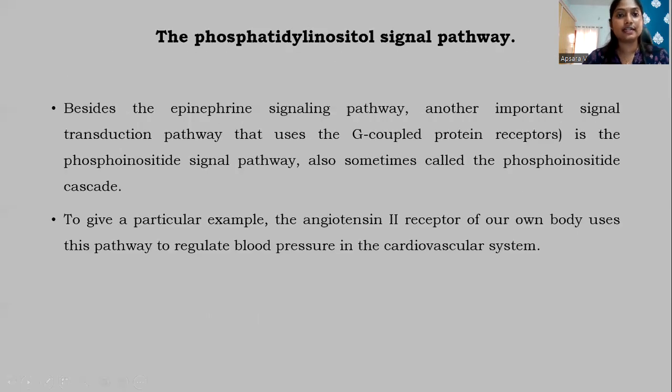Next is the phosphatidylinositol signal pathway. Besides epinephrine signaling, another important signal transduction pathway that uses GPCR is the phosphoinositide signal pathway. It is also known as the phosphoinositide cascade. To give a particular example, we all know about the angiotensin 2 receptor, which is in our own body, and this receptor uses this pathway to regulate the blood pressure in the cardiovascular system.